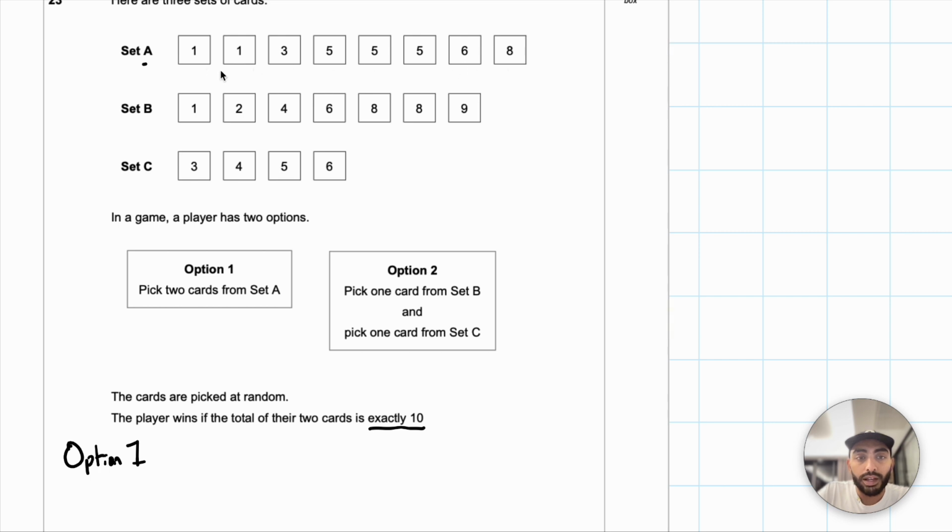If I look for two numbers that add up to make 10, if I have 1, I don't have a 9, so that doesn't make 10. 3, there's no 7, so that doesn't make 10. I have 5s, so I could use that. 6, there's no 4. 8, there's no 2. So we're going to be using these 5s.